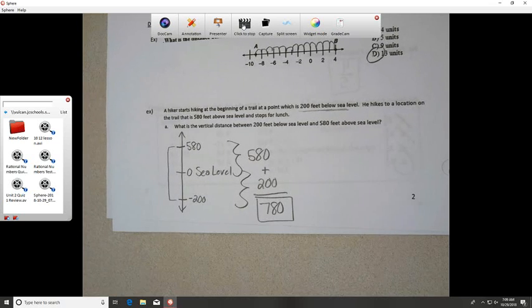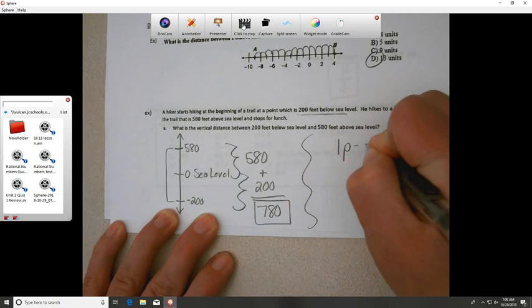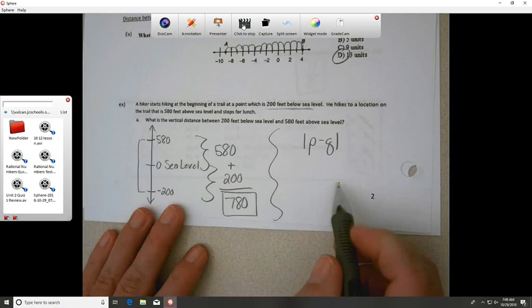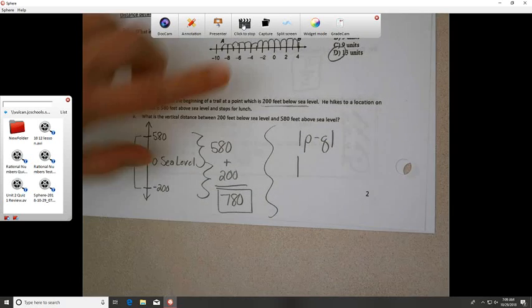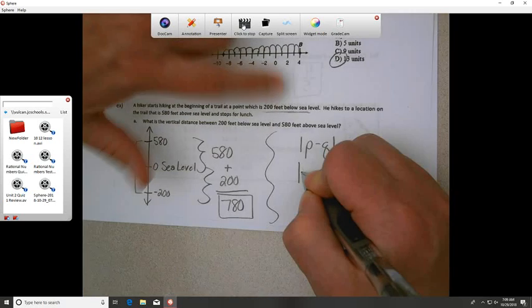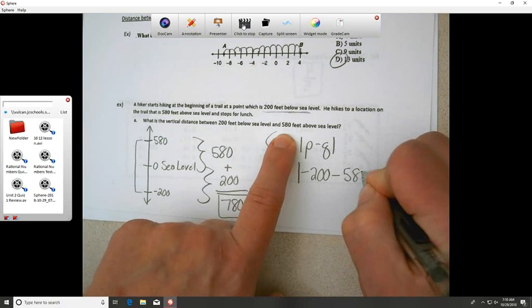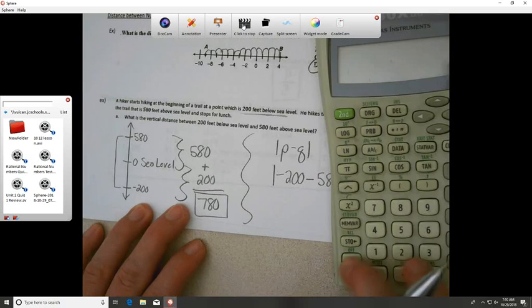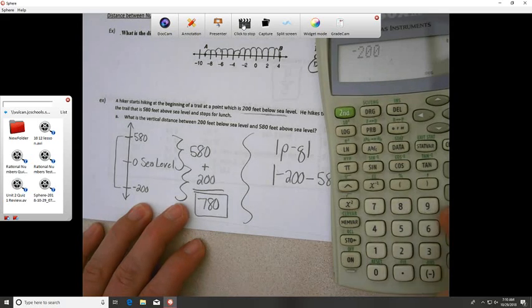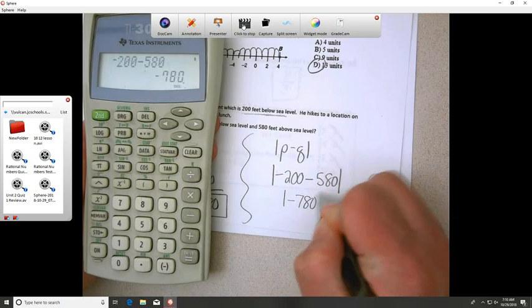The other way to do that was using the formula, absolute value of P minus Q. This will give you the distance between any 2 integers. So I would just plug in my first number for P, so that was 200 below, so negative 200 minus, and then my second number for Q. I subtract these, so I can use the calculator to subtract those. So negative 200 minus 580 gives me negative 780, but it's the absolute value of negative 780, which is positive 780. So same answer.